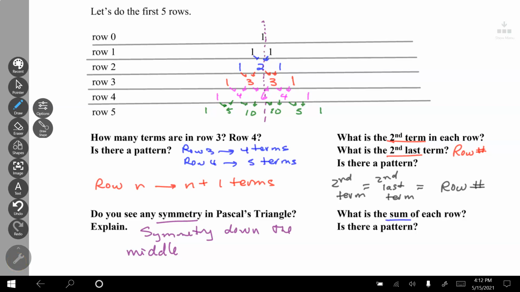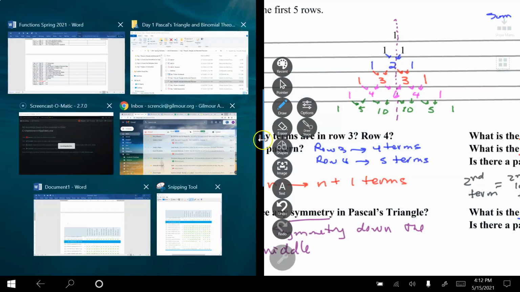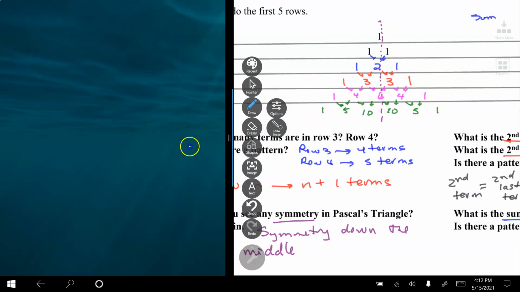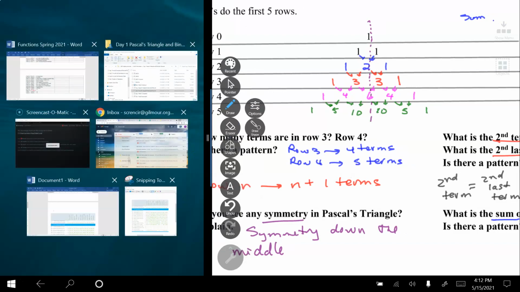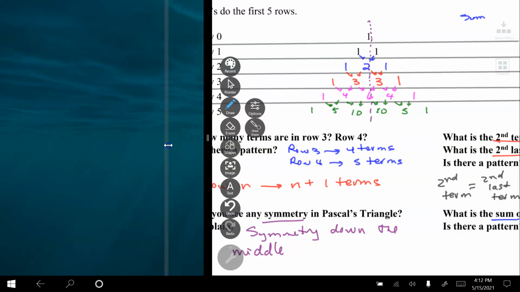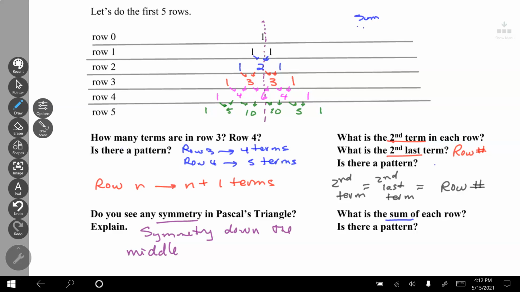So what is the sum of each row? Well, let's look at row 0. The sum is equal to, in row 0 it is 1, in row 1 it is 2, in row 2 it is 4, 8, 16, and 32.